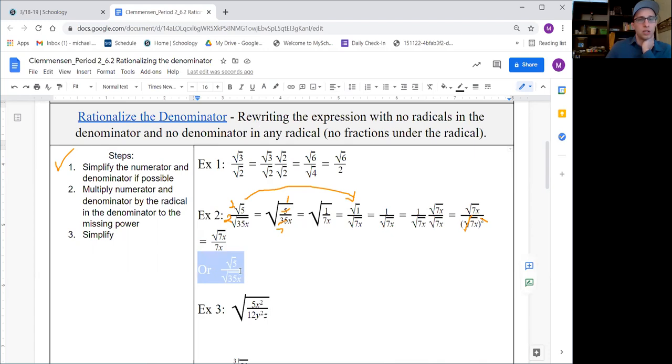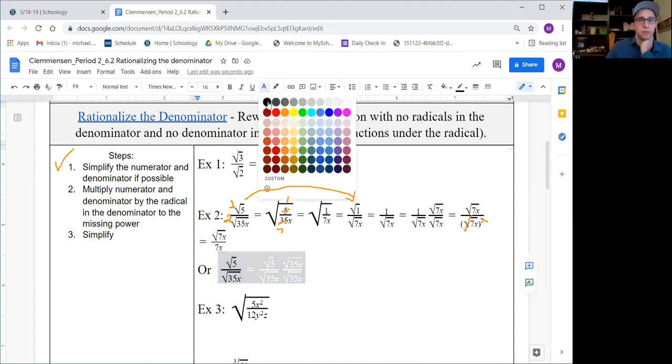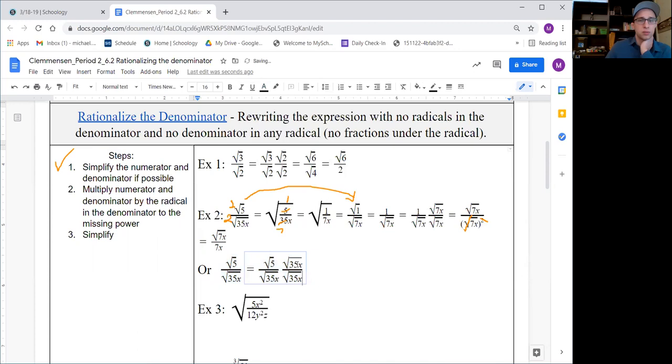So this is another or statement right here. We could do it this way too. It works, it just becomes a little bit messier of numbers. So instead of simplifying, what I'm going to do is just straight multiply top and bottom by that same thing, square root of 35x. That gives me 175 on top, x over 35x. Now this is where I have to simplify that top right here, because 175 can be simplified.